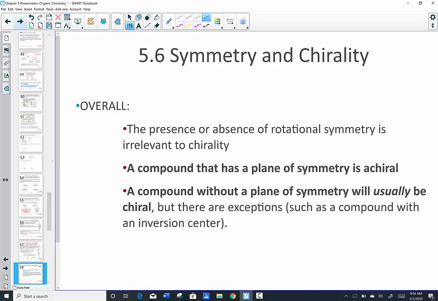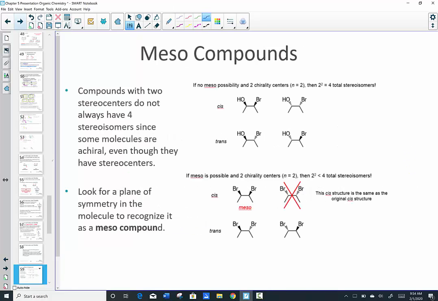So thinking about symmetry and chirality, the presence or absence of rotational symmetry is irrelevant to chirality. A compound that has a plane of symmetry is achiral. We call that a meso compound. And a compound even without a plane of symmetry is usually chiral unless there is an inversion center. Stand in the center of a cyclic structure and see if you have an inversion point, which makes the molecule achiral. Not often, but we're just saying there are some exceptions to consider.